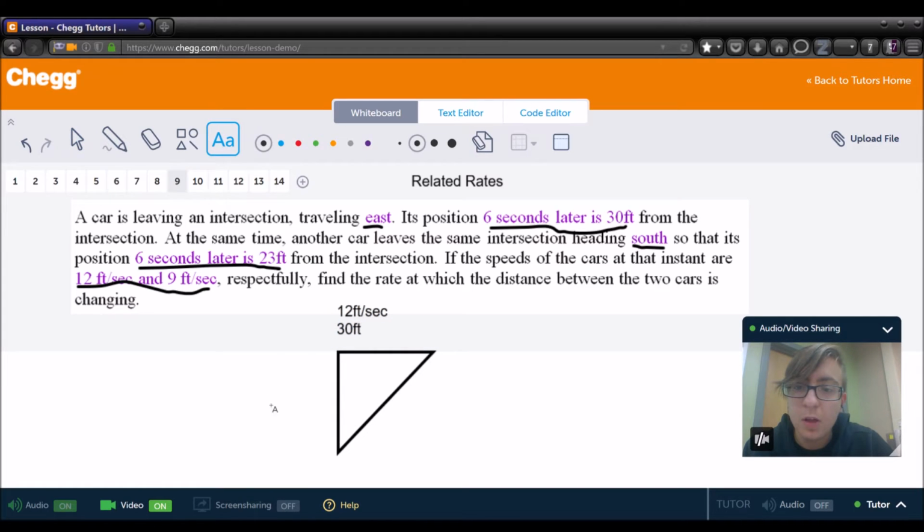Similarly, we know that the car that's heading south is going 9 feet per second and is at 23 feet at the end of the 6-second period. So if you think back to pre-algebra, this should look very familiar to you. What formula could you use to figure out h in this case? If you said the Pythagorean theorem, you're absolutely correct.